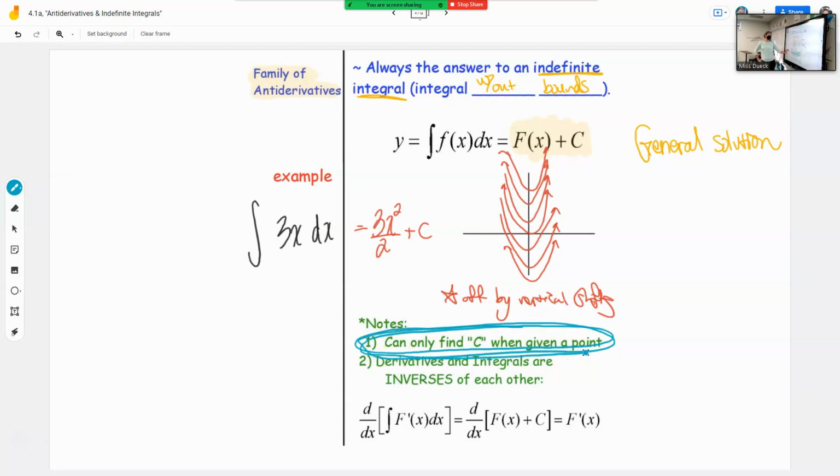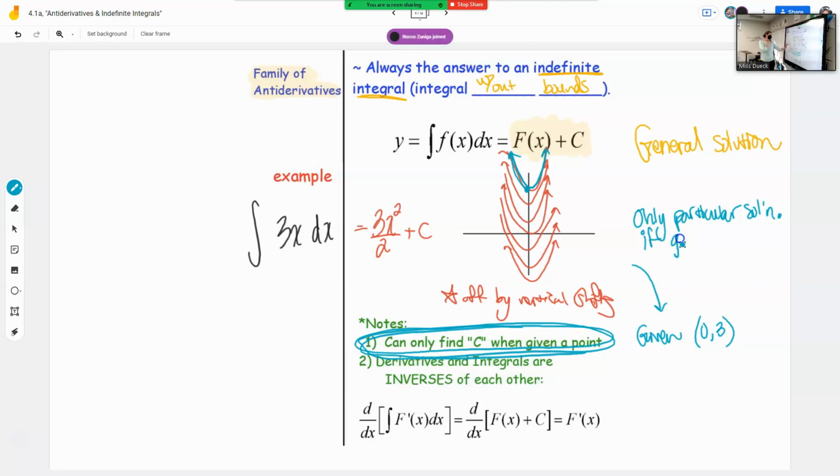And there is no way of knowing what the particular solution is unless, what if I was to say something like, given the point 0,3. If the point 0,3 is on the parabola, the only parabola that would have the point 0,3 is the one that was shifted up 1, up 2, up 3. Then all of a sudden I would be able to say, oh hey, now I know the particular solution. You can only know the particular solution if given that.